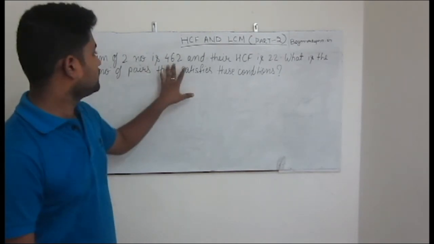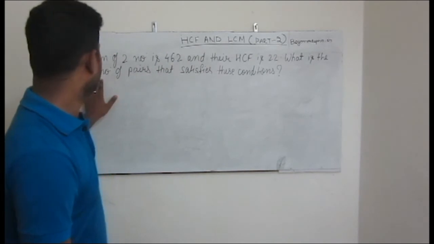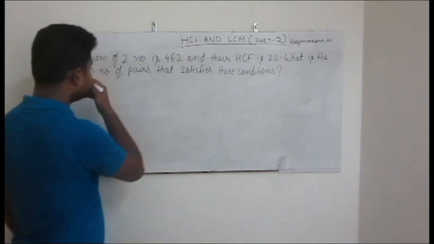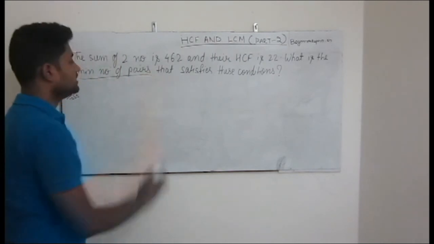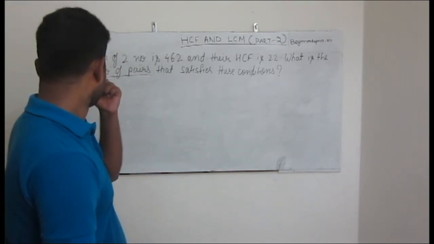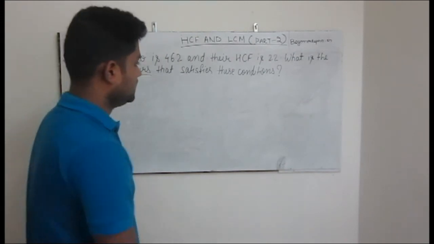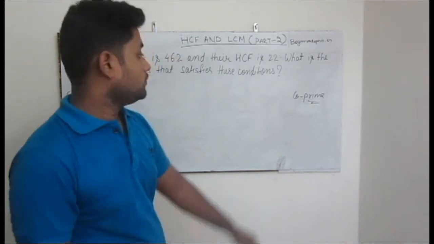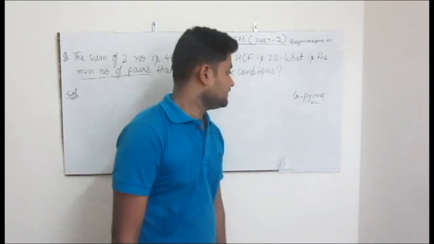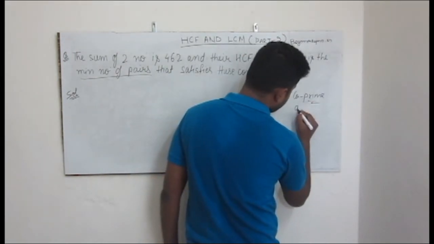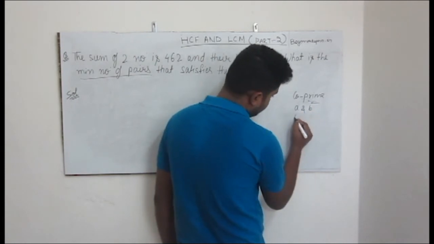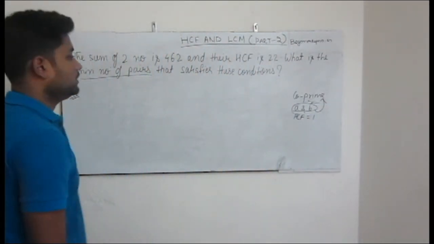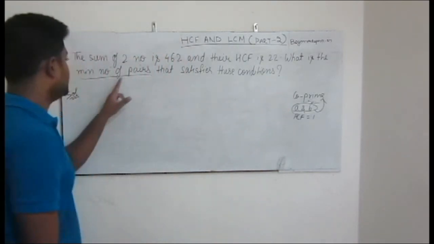Okay, now we will see the next question. The question says the sum of two numbers is 462 and their HCF is 22. What is the minimum number of pairs that satisfies these conditions? Before solving this question, I would like to discuss one concept, called co-prime. Two numbers are said to be co-prime if their HCF is 1. If we let the numbers be A and B and the HCF of these two numbers is 1, then we can say that A and B are co-prime. This co-prime concept will help in finding the number of pairs.